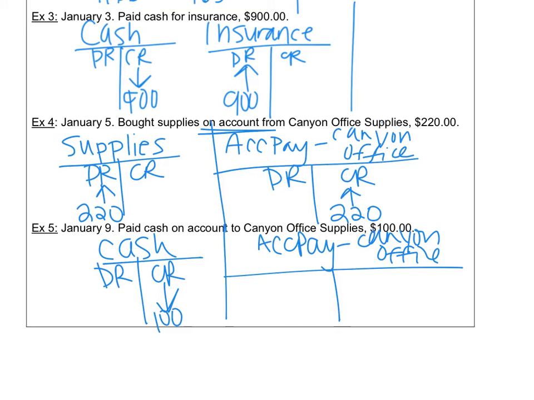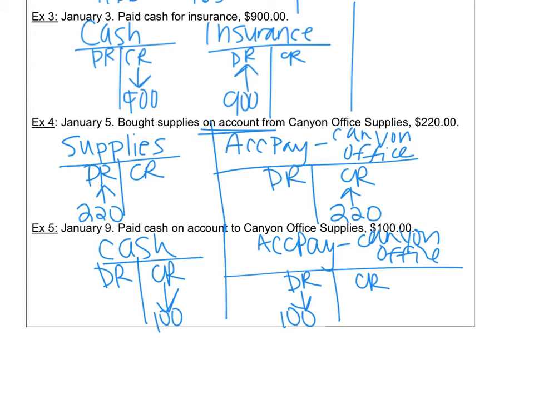And so since I'm decreasing the left side of my equation, I need to decrease the right side. So I am going to be debiting accounts payable because I'm taking off 100 of whatever we owe to Canyon Office Supplies. So as you can see, I still have a debit for 100 and a credit for 100, so I'm still in balance.